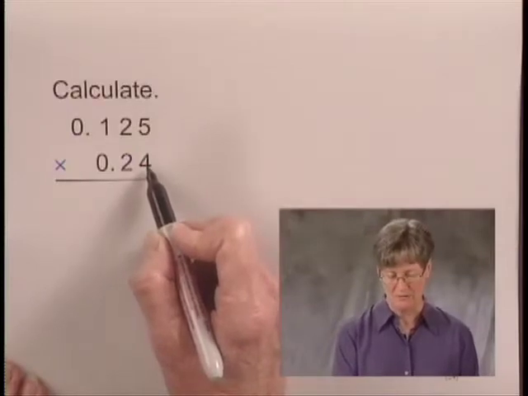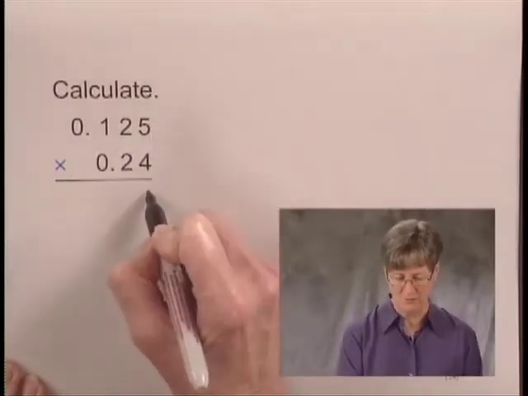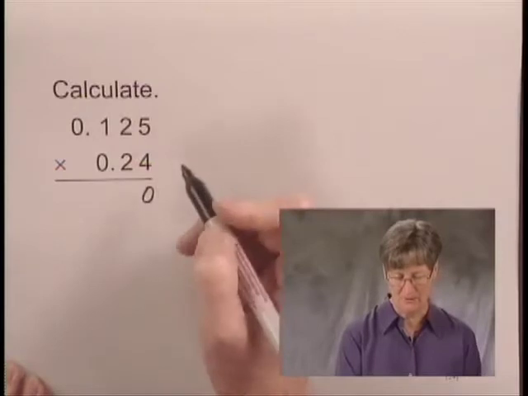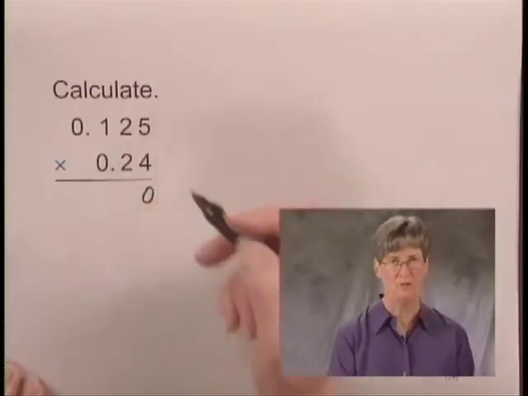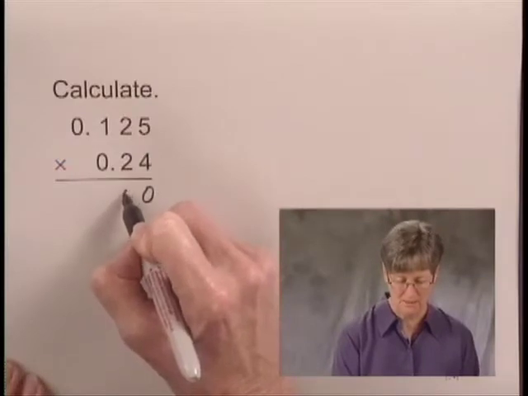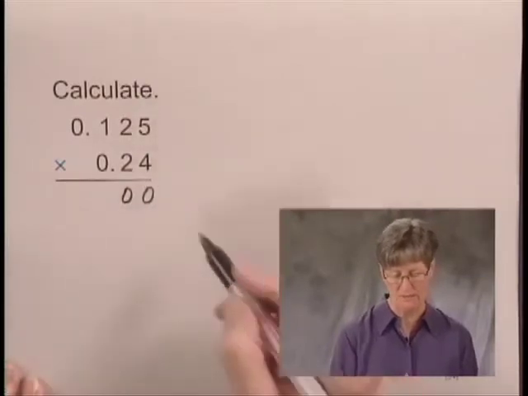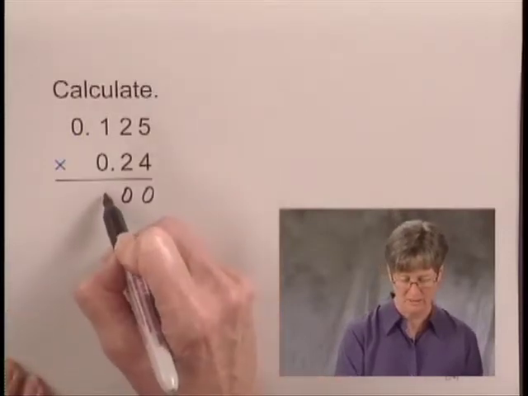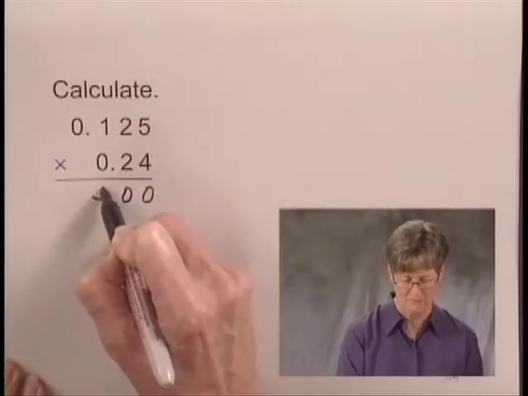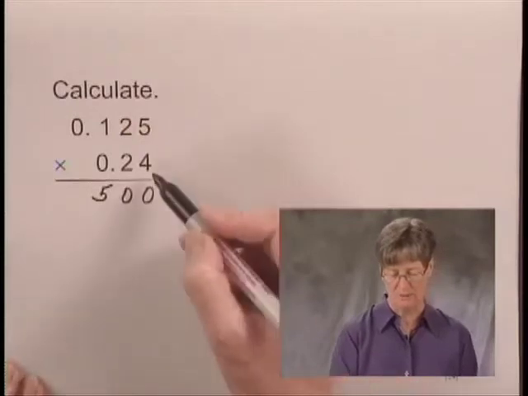I'm going to multiply by 4 first. 4 times 5 is 20. I'll write the 0 and carry the 2. 4 times 2 is 8, plus the 2 that we're carrying is 10, so I'll write a 0 and carry the 1. 4 times 1 is 4, plus the 1 that we're carrying is 5. So that's the multiplication by 4.